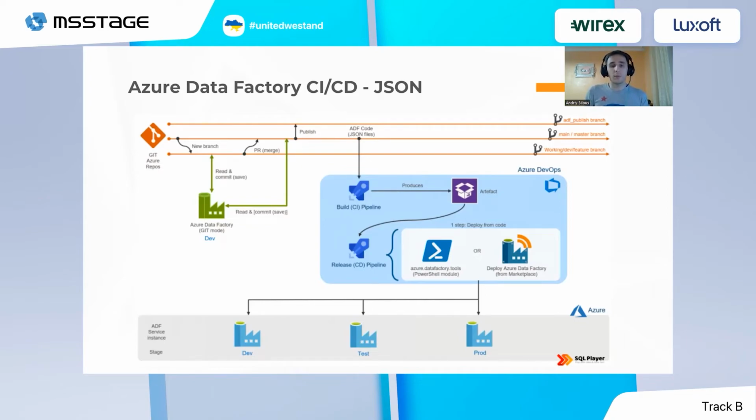So, for example, we are creating the package in Azure DevOps, then making the release, and then executing the PowerShell script, or we can use add-ons from the Azure Marketplace to achieve our deployment goals. And after that, we're deploying in dev, test, or production environments. So that is the approach that could be used.